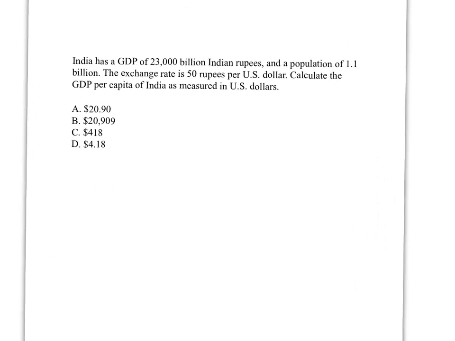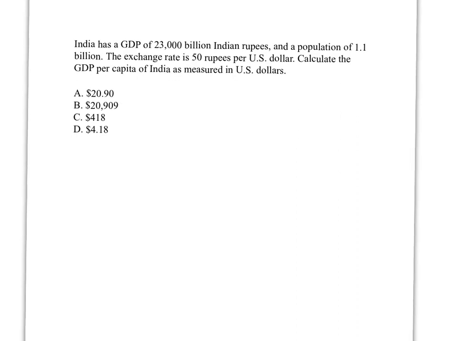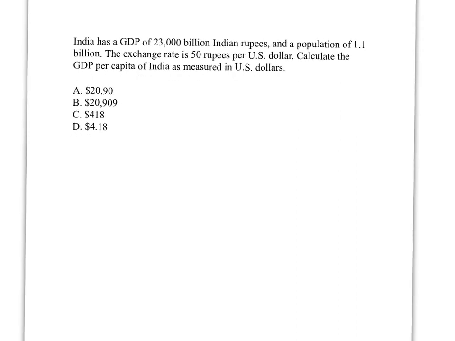And for the final installment, we've got an even slightly more intense one. So now what do we have? Well, we have a different country. We've got India with a GDP of 23,000 billion rupees, so that's a little bit confusing, but 23,000 billion just keeps us from doing a bunch of zeros. And it's got a population of 1.1 billion. So already you know that we've got one more step to do here.